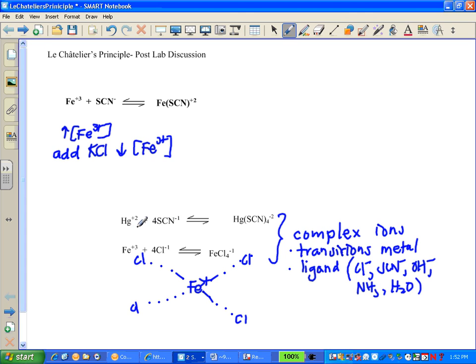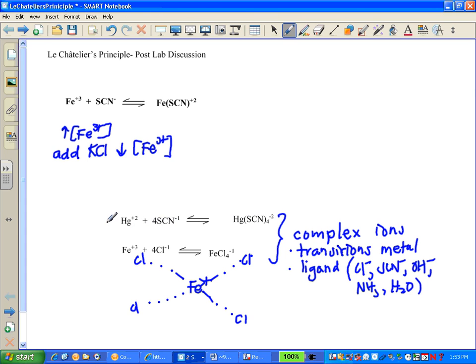So the mercury is the central transition metal. The thiocyanate are the ligands that are attached. And the complex ion that's formed here is mercury tetrathiocyanate. So these four thiocyanate ions are linked loosely to the mercury ion, which is in the center. And overall, this ion has a charge of 2-.